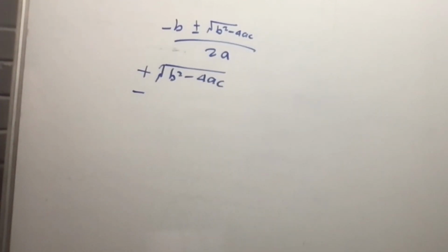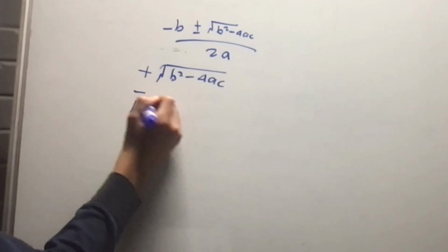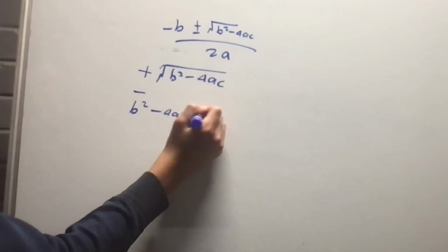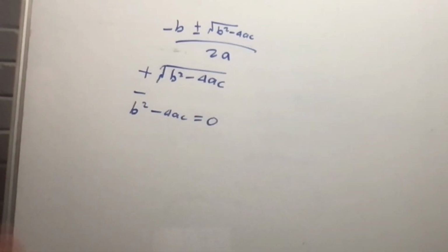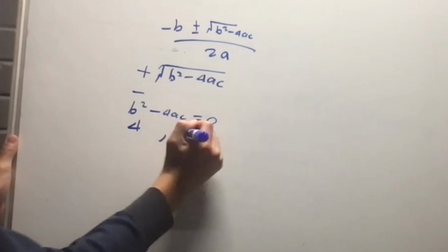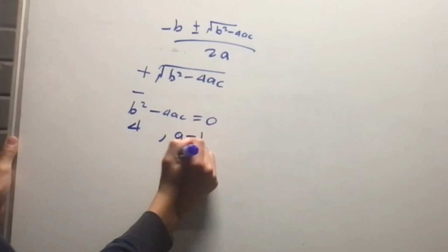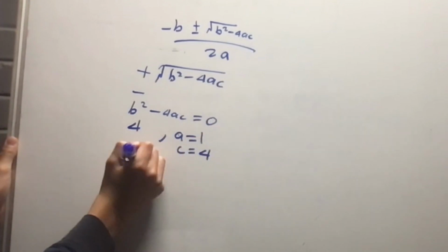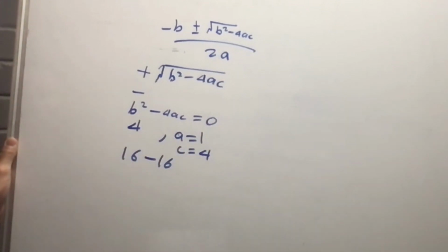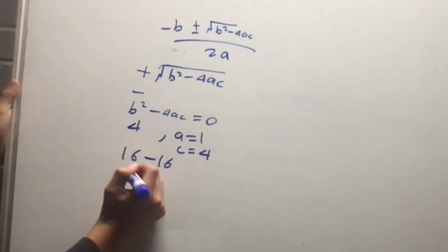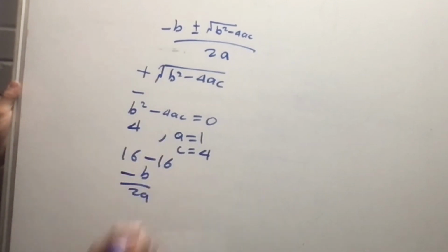First, we're going to talk about quadratics with only one solution. This occurs when b squared minus 4ac equals 0. For example, if b is 4, a equals 1, and c equals 4, you get 16 minus 16. Therefore, b squared minus 4ac would be 0. And the square root of 0, in this case, is just 0. Therefore, it would just be negative b over 2a, leaving only one solution.